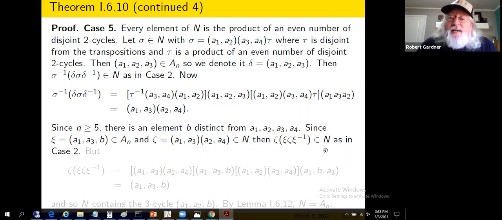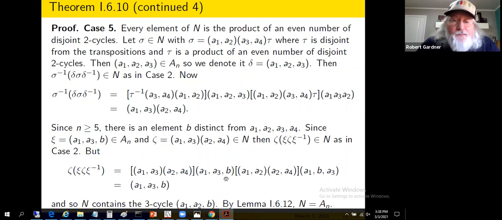Let's compute what this thing is. It's a 3 cycle. So write out those elements. It produces a 3 cycle. Hey, if you have a normal subgroup of A sub n that contains a 3 cycle, lemma 12 tells you it is A sub n.